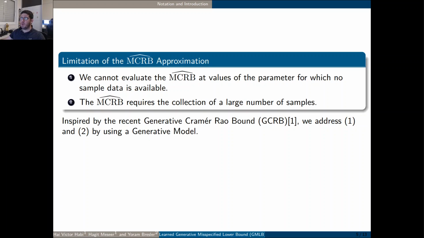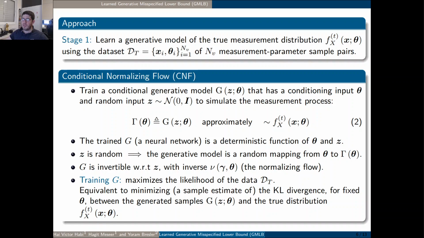In this paper, we present an enhancement to the sample approximation of MCRB using learning techniques, which is inspired by the recent generative Cramér-Rao bound. We call this approach the Generative Misspecified Lower Bound, or in short, GMLB. In the rest of this presentation, we will present the GMLB and show how it overcomes the limitation of the classical MCRB. The GMLB consists of two steps.